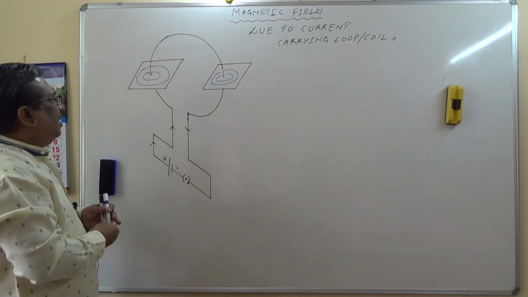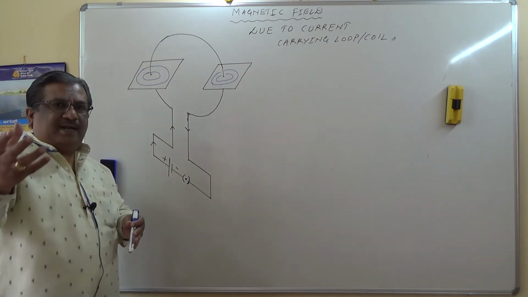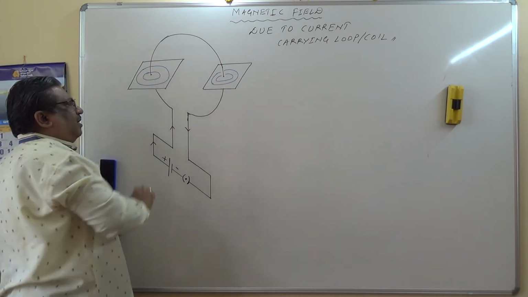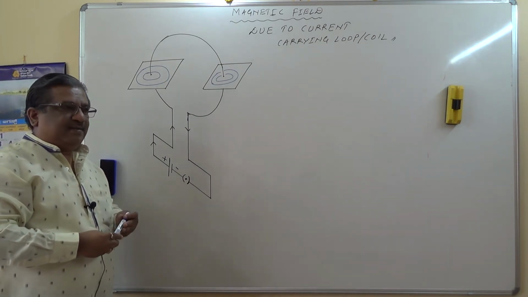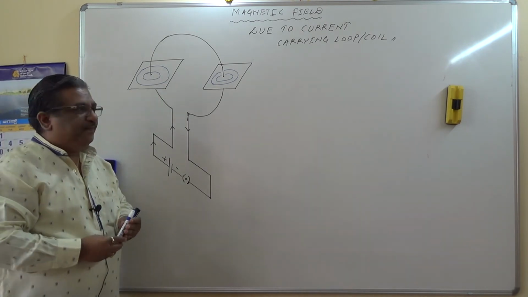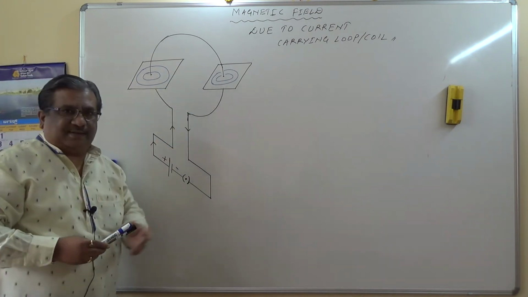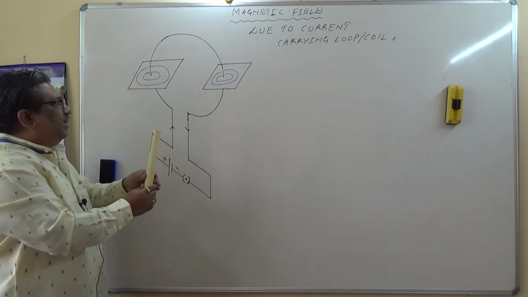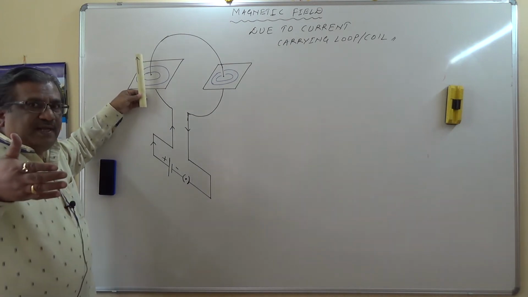Second thing, how do you confirm the presence of a magnetic field? If I take a compass needle and bring it in the vicinity of this coil, the needle of the compass will get deflected, which again witnesses the magnetic field produced by a current carrying loop. Now, what is the direction of the magnetic field lines at this point and at this point? Apply the right hand thumb rule. This is the conductor. Imagine that you are holding this coil.